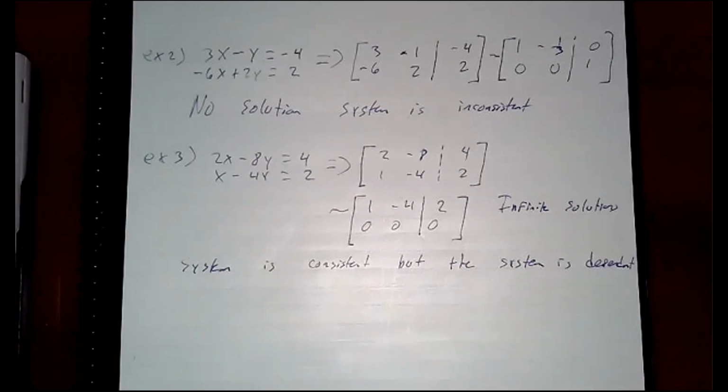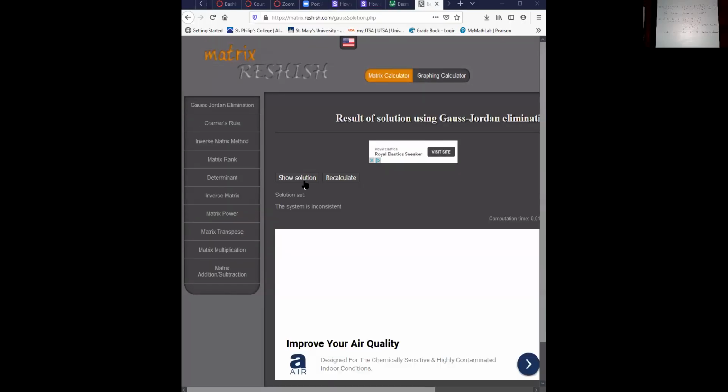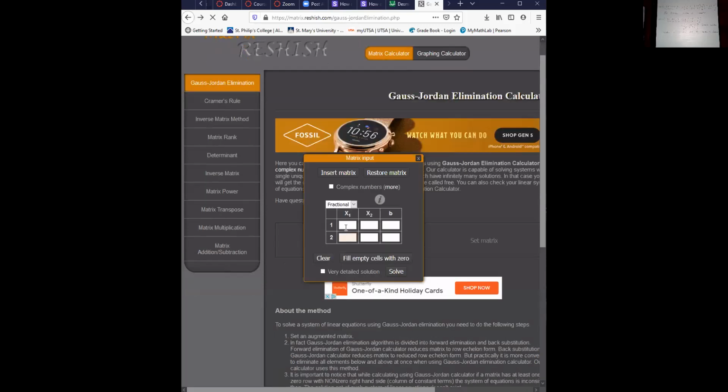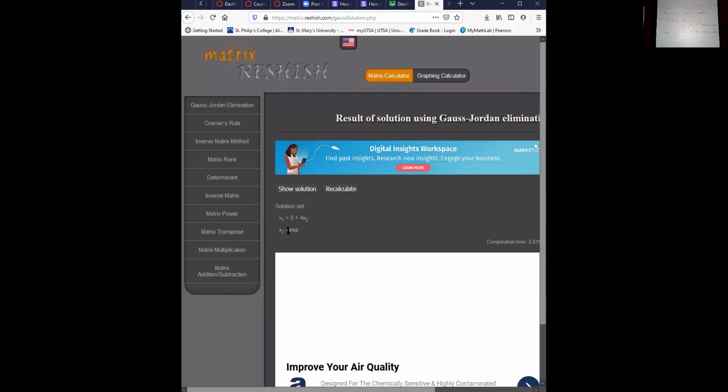Now let's use our online solver just one more time, a different way. Go back, set the matrix. So 2 for the x1 column, negative 8, 4, 1, negative 4, 2. On this one, it says that x2 is free. If you notice that it says this, then that's another hint that you have an infinite number of solutions.